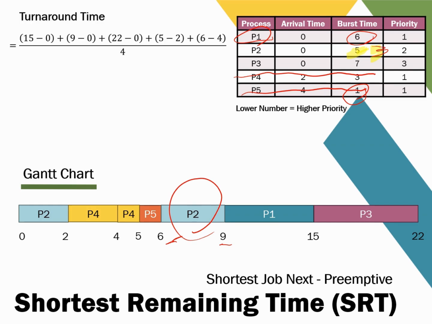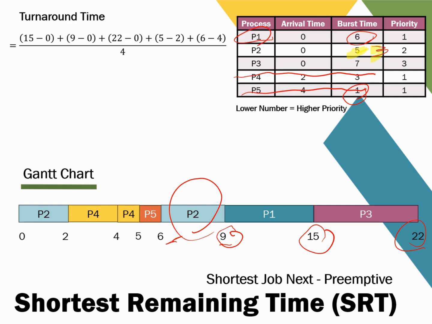For turnaround time, as we told you, it is the duration between process completion and process arrival. So for P1, the completion time is 15 minus the arrival time 0. For P2, the completion time is 9 and the arrival time is 0. So 9 minus 0 is the turnaround time for P2. For P3, the completion time is 22 and the arrival time is 0. So 22 minus 0 is the turnaround time for P3.